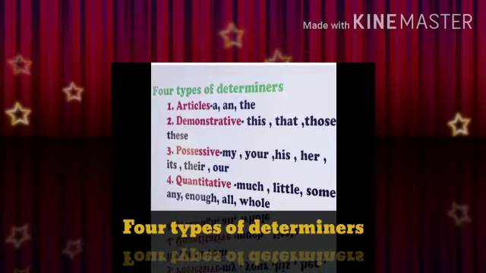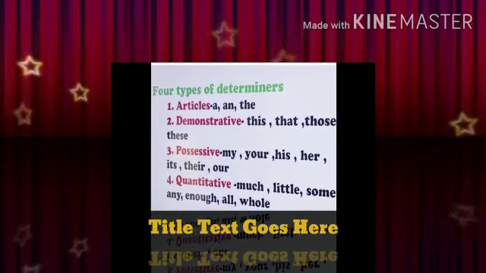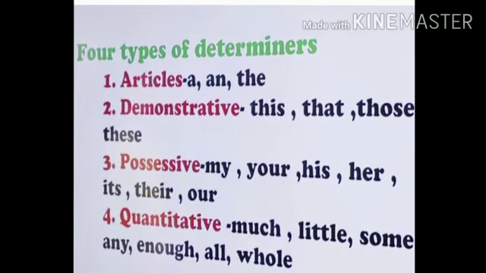Basically, there are four types of determiners. First, articles, which include a and the. Second, demonstratives. They are this, that, those, these. Next is possessive, which comes from the word possession. Possessive determiners are my, your, his, her, its, their. Next is quantitative, which comes from the word quantity. The determiners are much, little, some, any, enough, all, whole, etc.